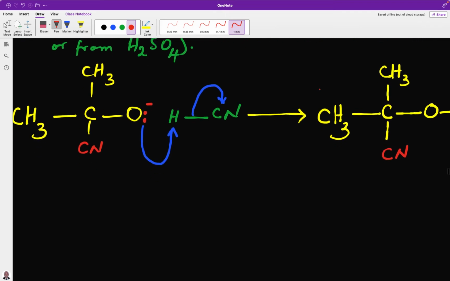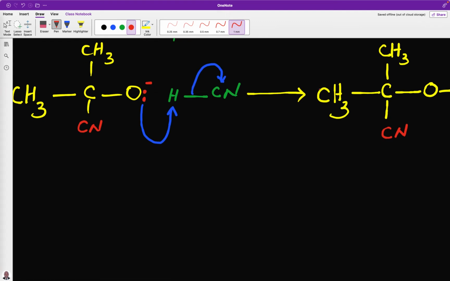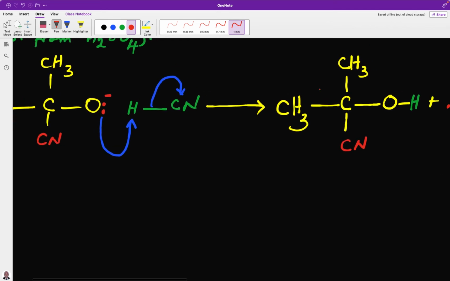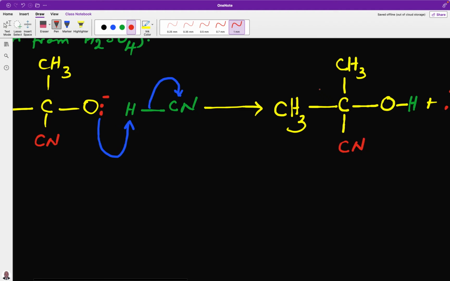So precisely, the negative ion will then pick up the hydrogen ion. In this case, the hydrogen ion is coming back from hydrogen cyanide. It picks up the hydrogen ion, and this is the resultant product that will come about. So this is the product that is being formed.